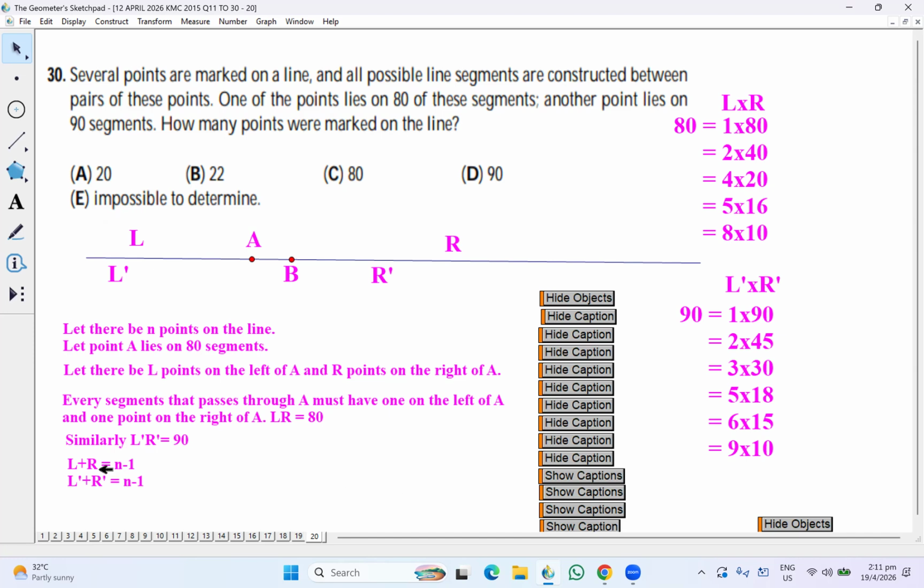Then we recall this L plus R is equal to L prime plus R prime. So we search among here. L plus R is 21, and here L prime plus R prime is 21. 21, 21. So n equals, 5 times 16, and the other one is 6 times 15.